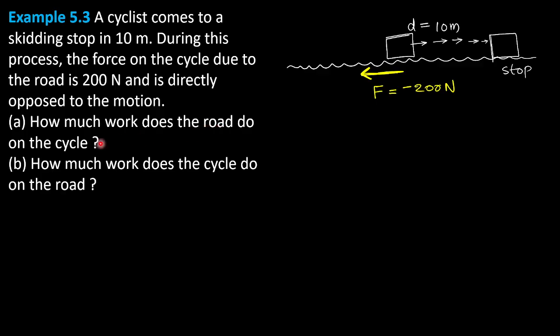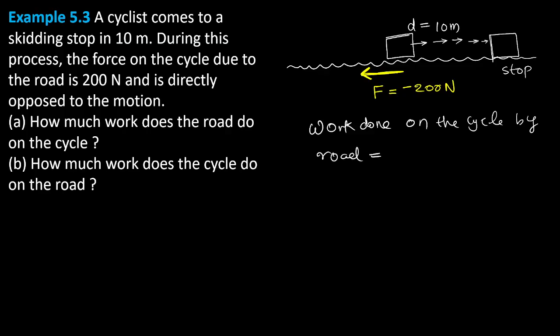How much work does the road do on the cycle? The road is doing some work because this force is done by the road. Understood? The friction provided by the road. So the road has done some work on the cycle to stop it. So the road has taken some effort. So work done on the cycle. Understood? Work done on the cycle. Who has done the work? Road, right? Road has done some work.